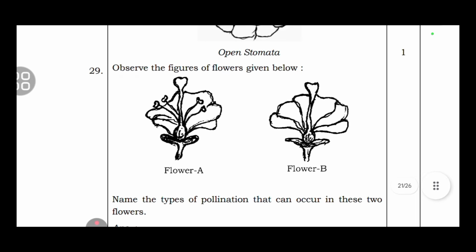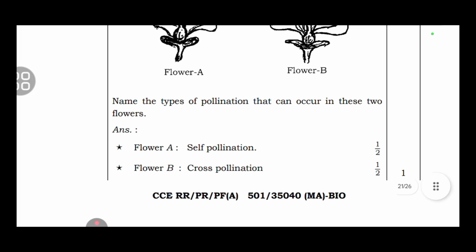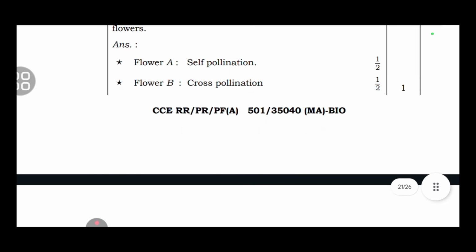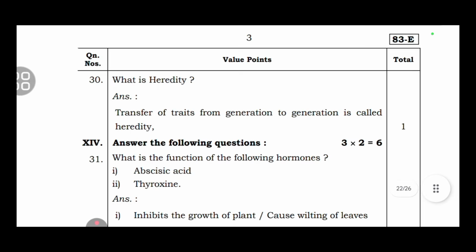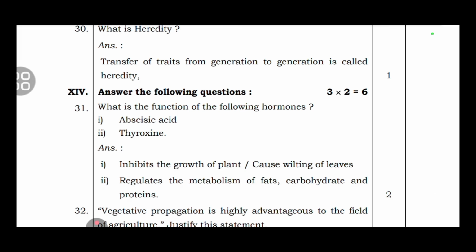Observe the figure given below. A, flower; B, name the type of pollination that occurs in the two flowers. Flower A, self-pollination; flower B, cross-pollination. This is the answer, and it is asked for 1 mark. So coming to the 30th question, what is heredity? Transfer of traits from generation to generation is called heredity. This is a 1 mark question.